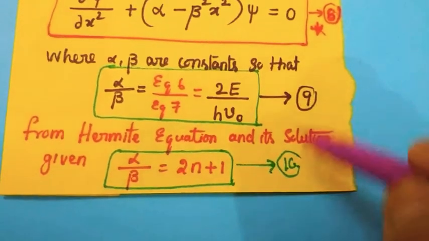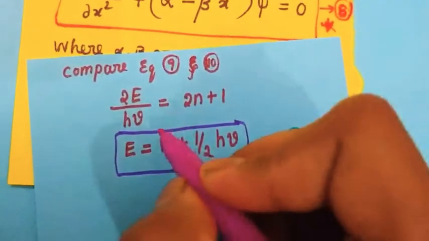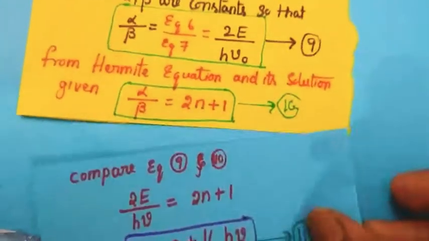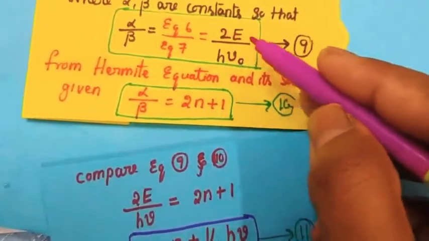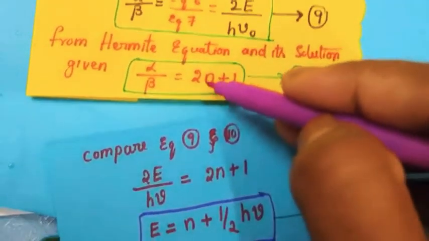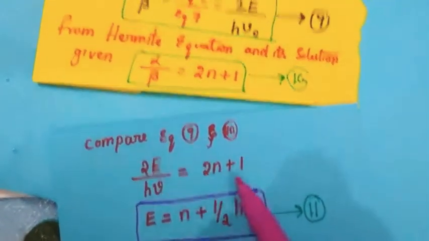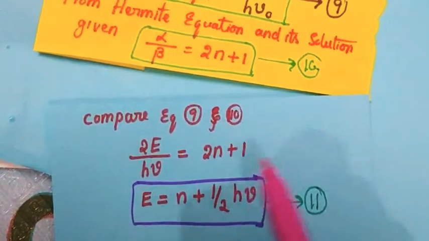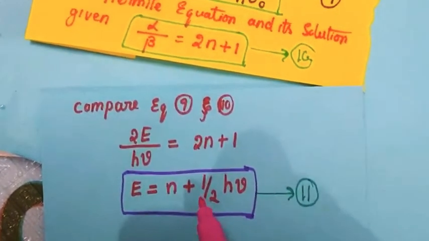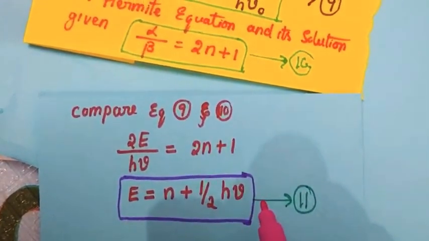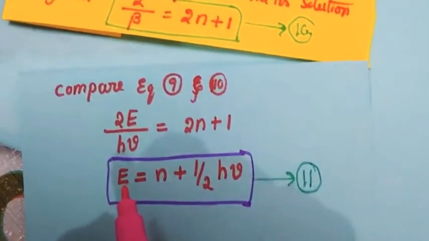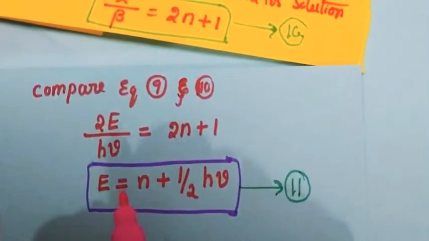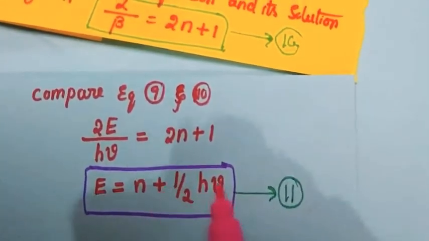If you compare these equations 9 and 10, what will you get? That means 2E upon h nu will become equal to 2n plus 1, right? So you will get this one. From this equation, you will get the E value as (n plus half) h nu. That means the total energy for simple harmonic oscillator will always be an odd multiple of half h nu.